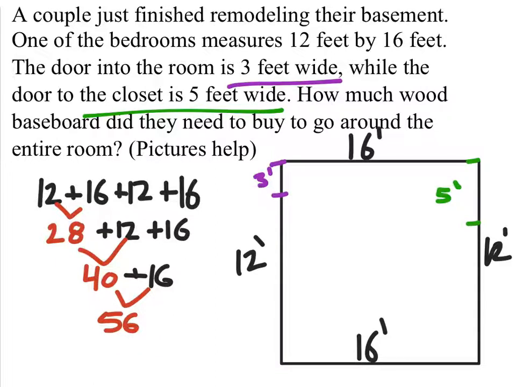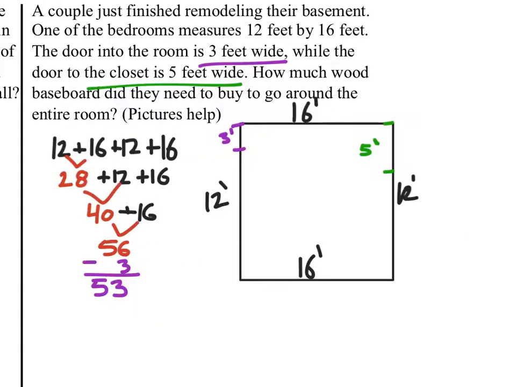Now, what we need to do now is subtract. I'm going to subtract the door first, which shows the perimeter with the door is 53 feet. And then I have to subtract the length of the closet, because again, it doesn't get any baseboards either, which is going to be 48 feet. So how much wood baseboard did they need to buy to go around the entire room?